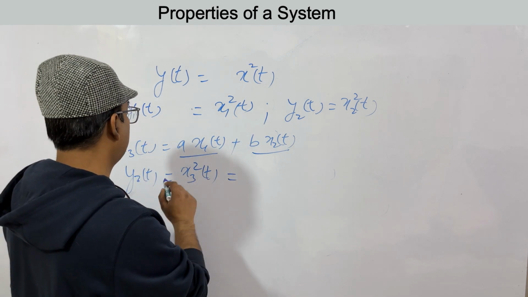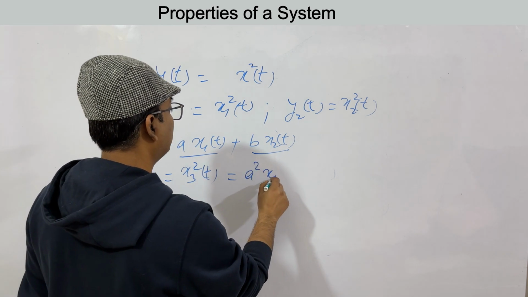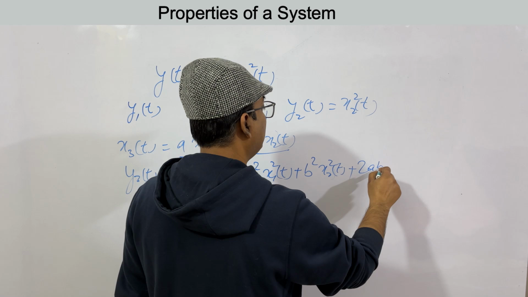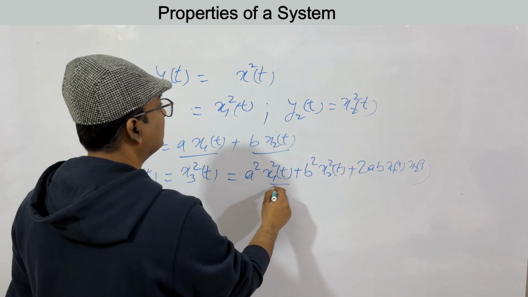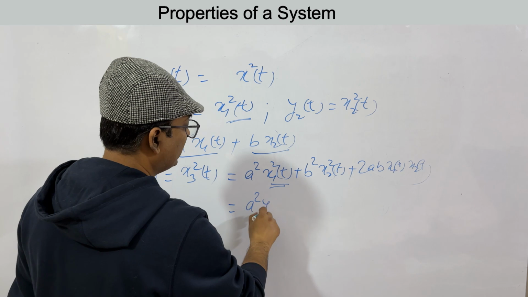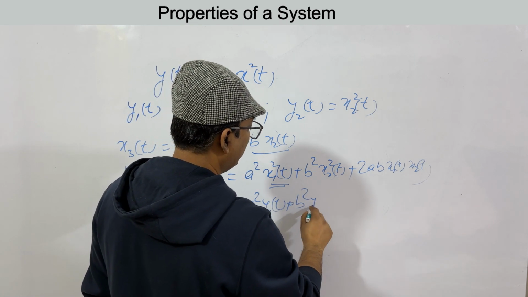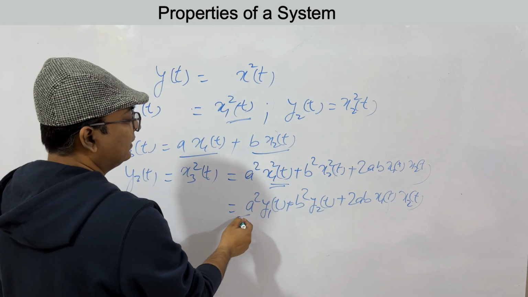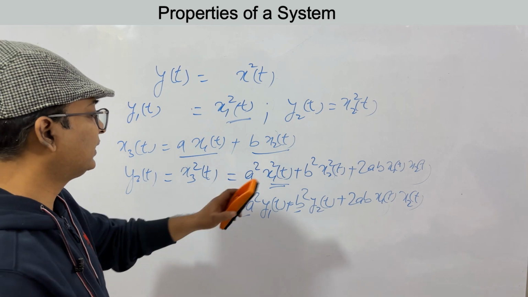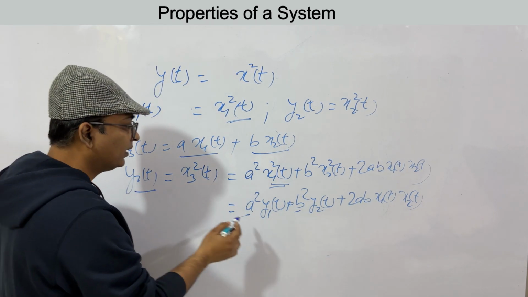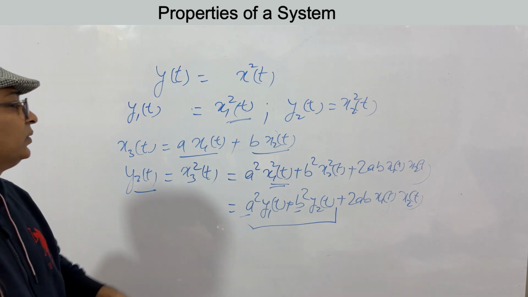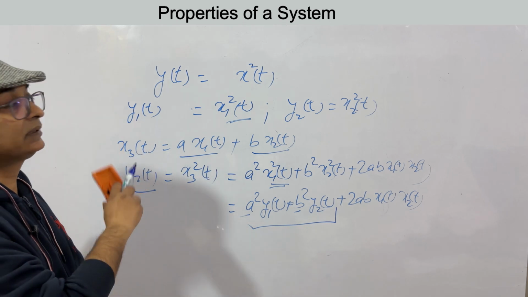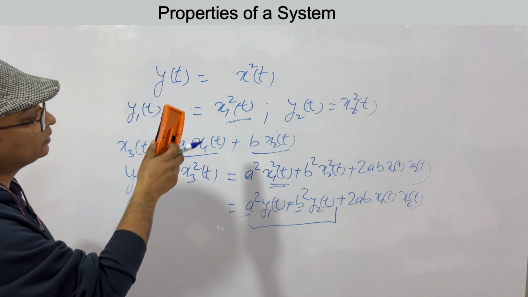Let's see, this x3 squared of t, that is this squared plus this squared, that is a squared x1 squared of t plus b squared x2 squared of t plus twice ab x1(t) x2(t). Okay, this you can see is y1(t). So this is a squared y1(t) plus b squared y2(t) plus twice ab x1(t) into x2(t). Now you can see these are scalars, so a squared and b squared are not very significant. We can say k1 and k2. If this was linear, then this should have been up to this only. If this was up to this, we would have said that the system is linear, but we have another term. So the system is not linear. The first one we discussed, t x(t), was a linear system, but x squared of t is not a linear system.